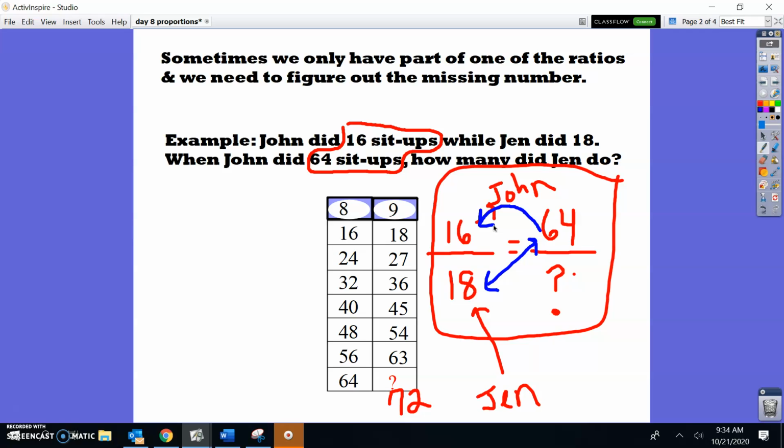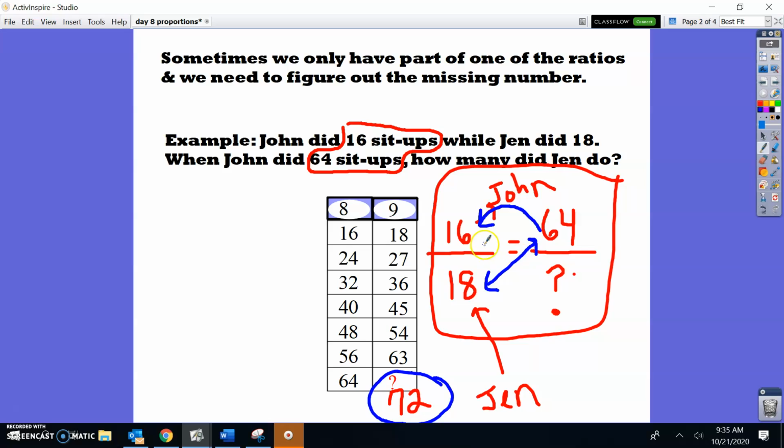My second step is to go straight across and divide. So now I'm going to take 1,152 divided by 16, and my answer is 72. So how many did Jen do? Jen was able to do 72 sit-ups. So she was able to do more than John. So we set up a proportion, a ratio equivalent to another ratio, and we found our missing value.